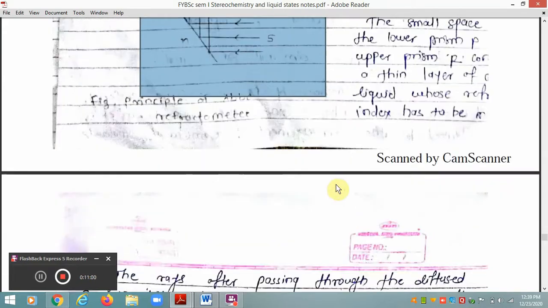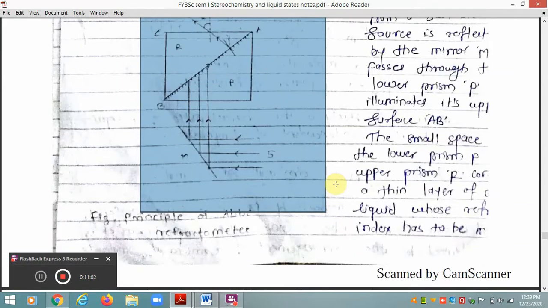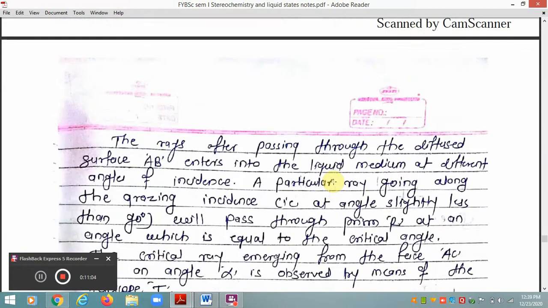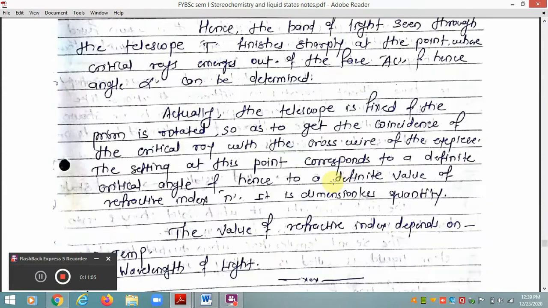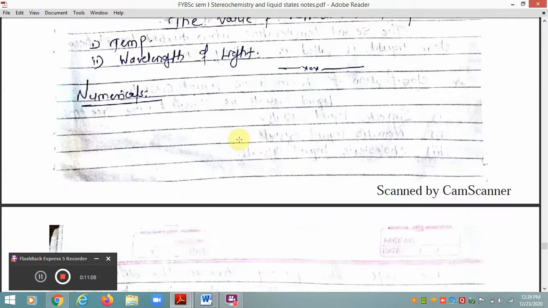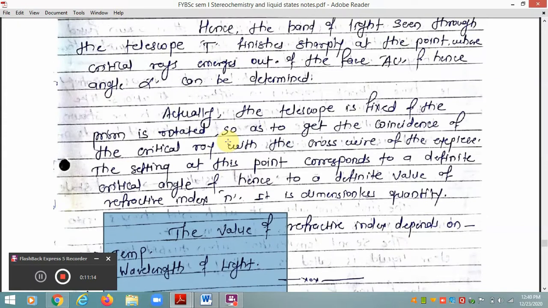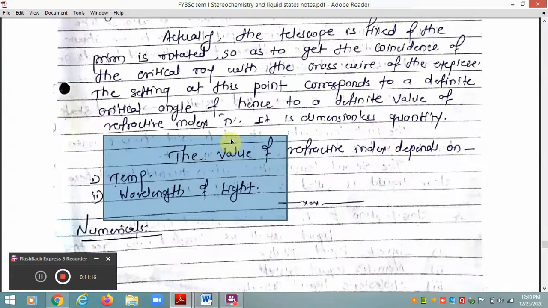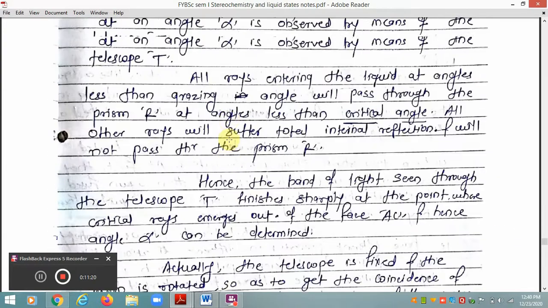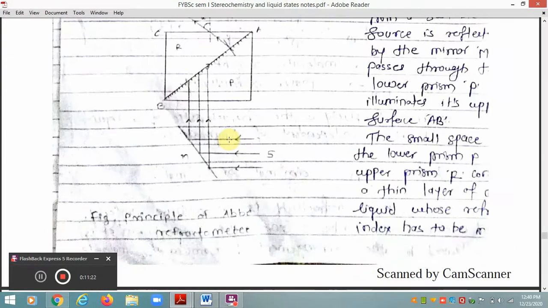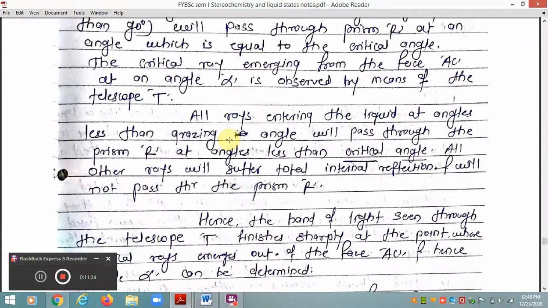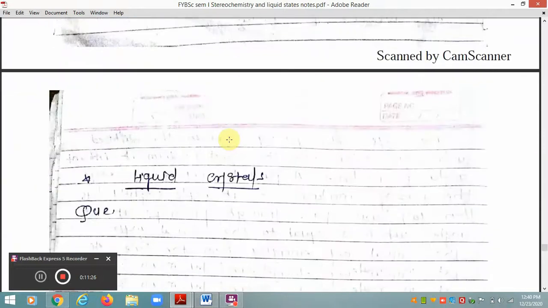But the measurement of this refractive index is not too important for you. This is just long and theoretical. As far as MCQs are concerned, definitely the value of refractive index depends upon the temperature and the wavelength of the light. Here you have to keep in mind this thing, and this is the important thing that can be considered here, that how this refractive index can be explained.